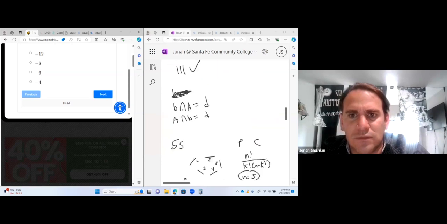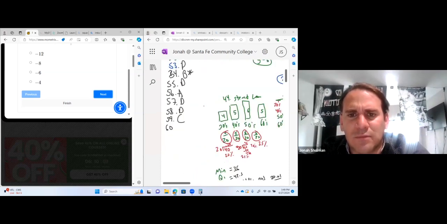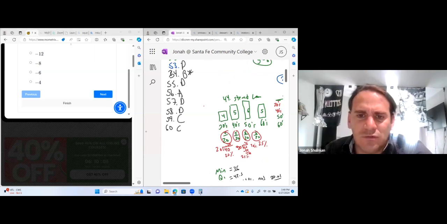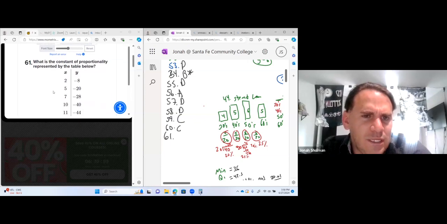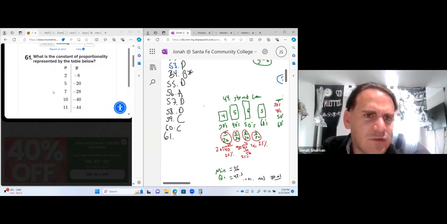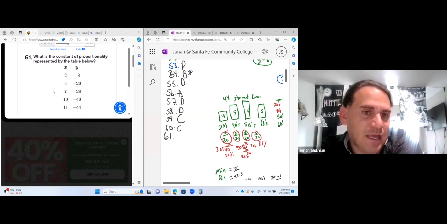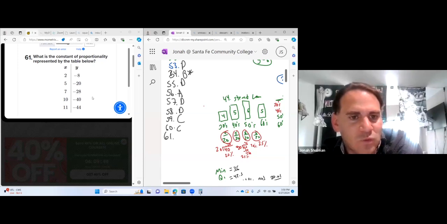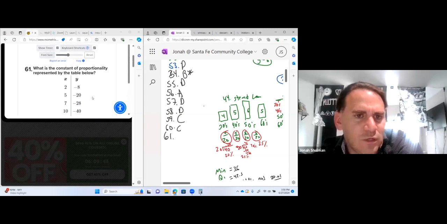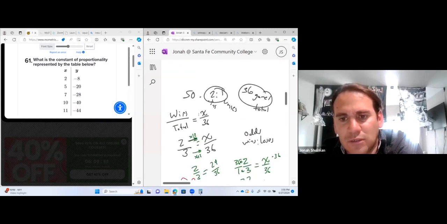So 60 was C. And I'll go back to the ones I missed at the end. So far, I think I missed 3. Let's go to 61. What is the constant of proportionality represented by the table below? So what is happening every time? 2 times what is 8? 5 times what is 20? 7 times what is negative 28? 10 times what is negative 40? So there's only one number we can basically multiply.